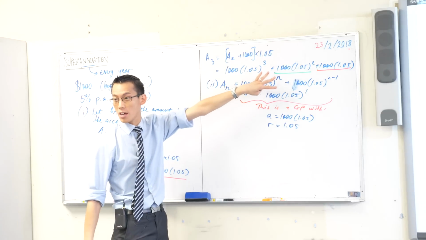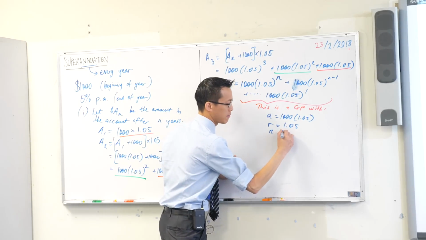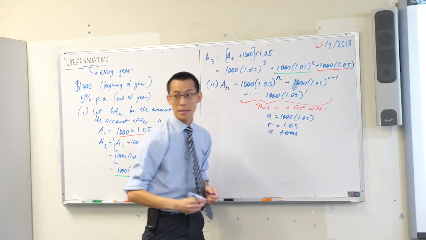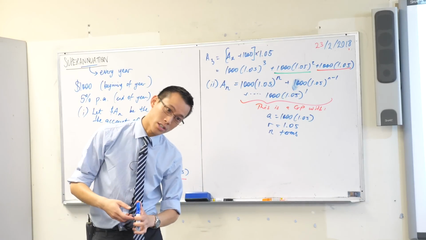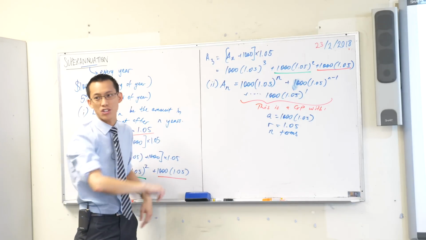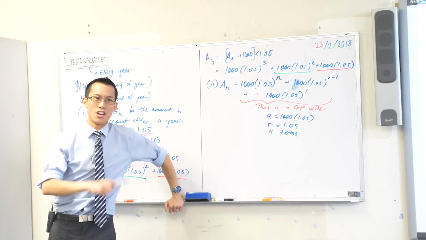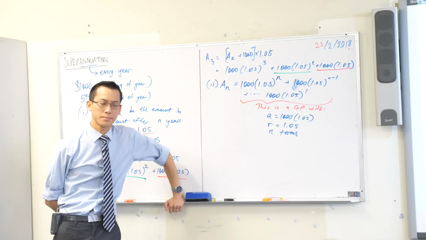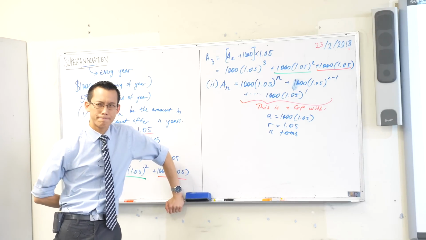But there are really n terms in here. So that's why I'm going to write n terms. Be careful. Sometimes there are n plus 1 terms. Sometimes there are n minus 1 terms. How do I know without a shadow of a doubt that there are exactly n terms and not one more and one less? How would you reason it through?